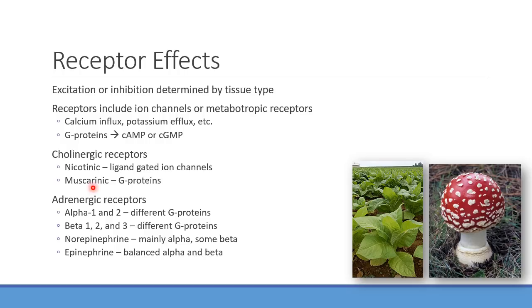On the muscarinic side, these are always going to be linked to G proteins. And I'm not going to get specific about whether it's Gs, Gq, or Gi, because there's no point in memorizing that for our purposes. Just know that muscarinic is typically going to be G protein related.